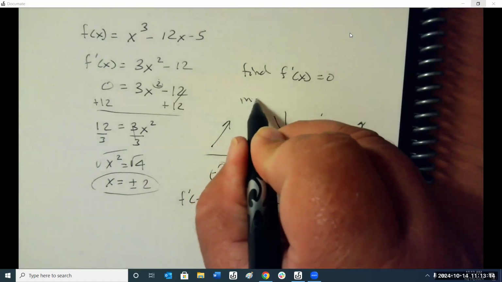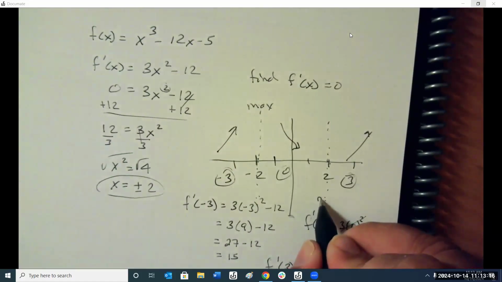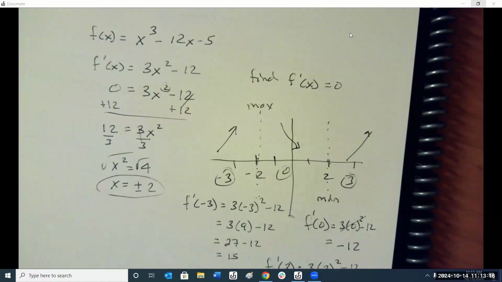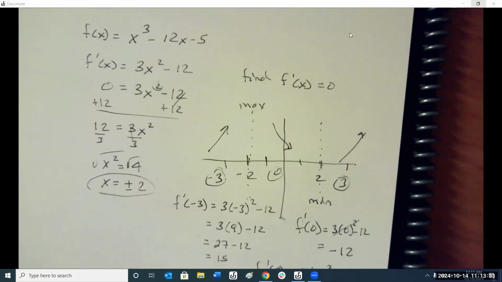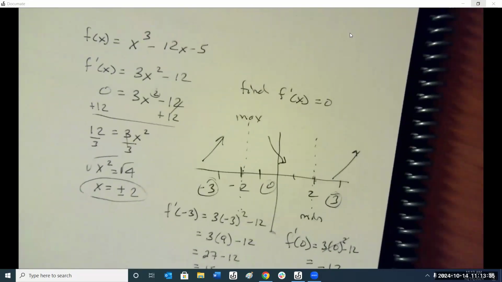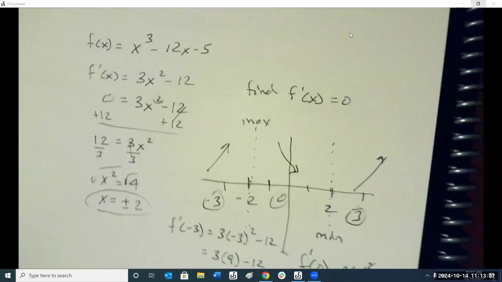So we'll have a max here. We'll have a min here. And to know exactly what's going on, we have to plot some points. So this leads us to what's called the first derivative test.